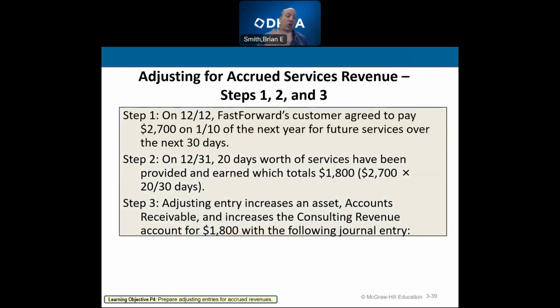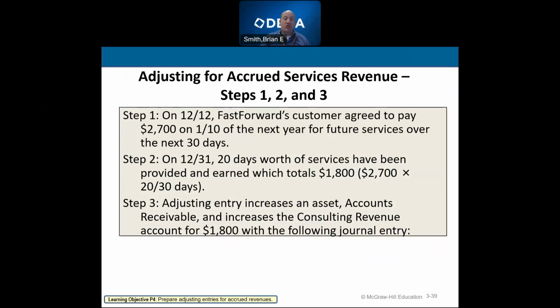What do we do? Take 2,700 divided by 30 and multiply it by the number of days in this accounting period. In this case, it's 20 days. We count 12, 13, 14, 15, 16, 17, 18, 19, 20, 21. So we're at 21 with 10 days. 22, 23, 24, 25, 26, 27, 28, 29, 30, 31, 20 days. So you can take 2,700 divided by 30 and multiply it by 20, or take 20 divided by 30 multiplied by $2,700. You're going to get the same amount, 1,800.